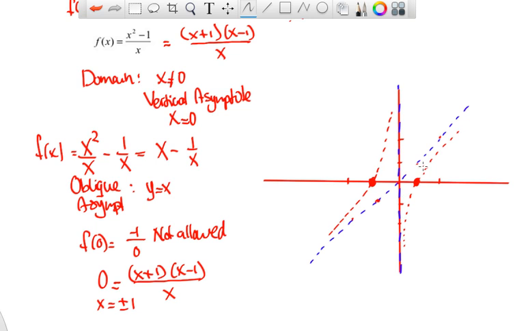So, and if you don't feel comfortable with that, then you can plug in a couple points. For example, what would happen if I used f of -2? So at -2, you would get 4 minus 1 is 3 over -2.